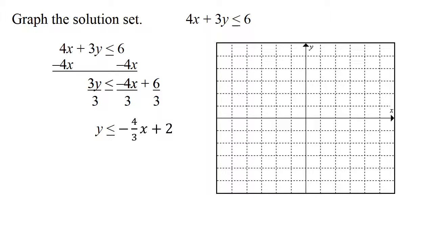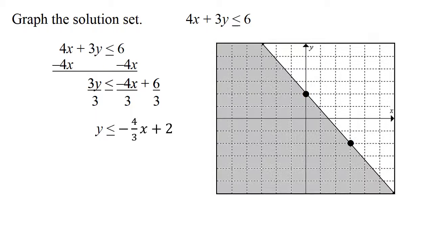So now I'm going to graph this line. Y-intercept of 2, slope is negative 4/3, so down 4 from this dot and to the right 3. That gives me a second dot. Draw my line. This says less than or equal to, so that is going to stay a solid line. And it says y is less than or equal to, so that means shade under it. What would be under this line is the lower left, so that would be the under area.